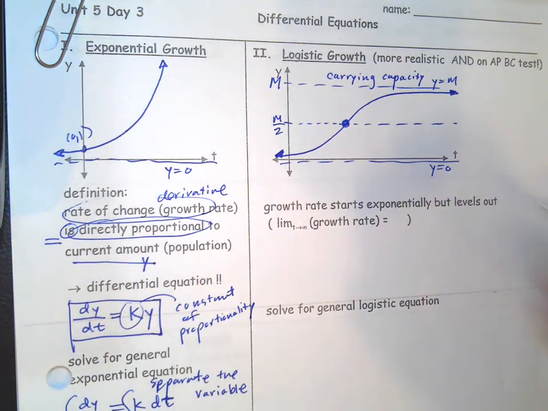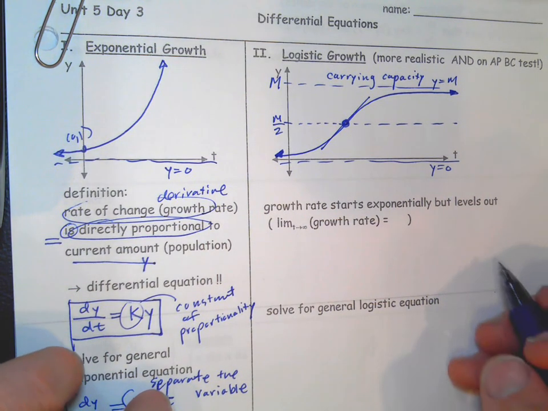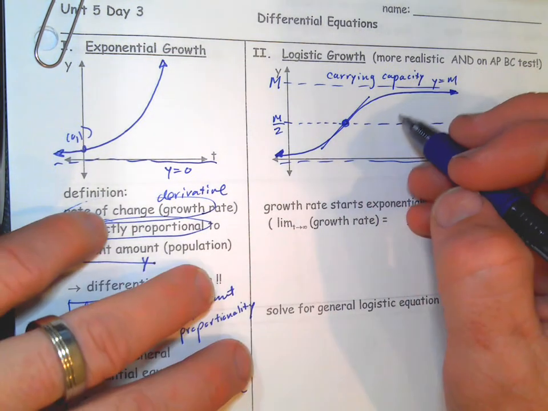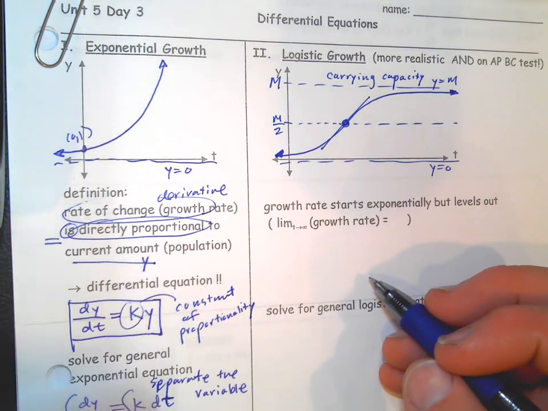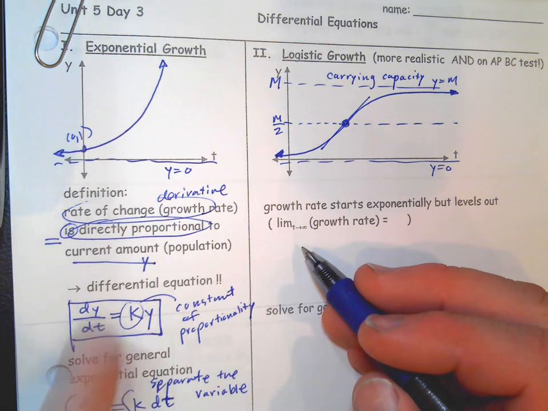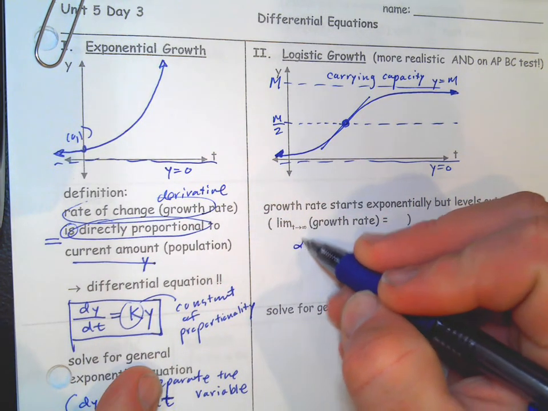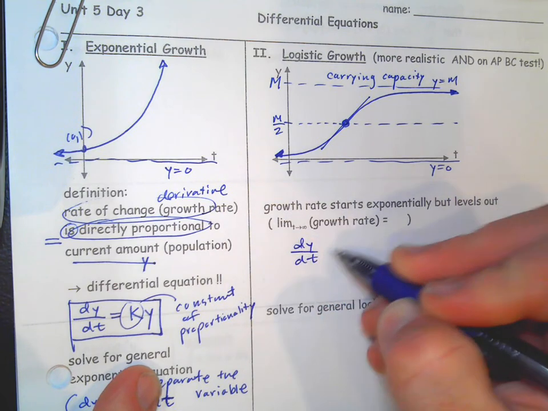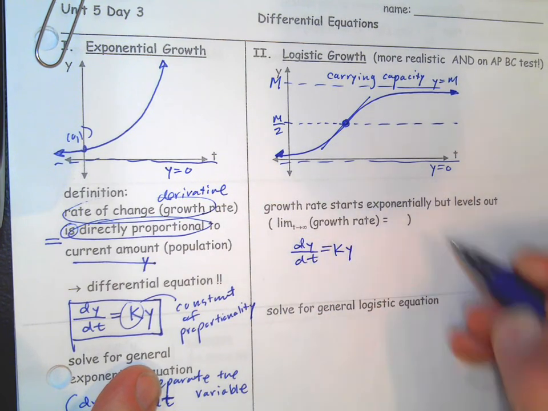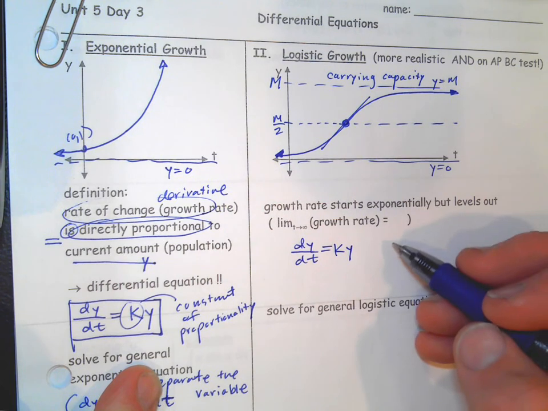Which is also where the growth is the most, the steepest slope. So that's what the graph looks like. But we can use that idea to help us understand the differential equation. We got dy/dt equals ky for exponential. Here it's going to be dy/dt, and it will have the ky component of it because at first it is exponential.